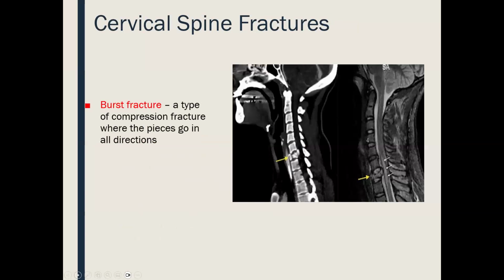Okay, next is a burst fracture. You can see on these MR images, 1, 2, 3, 4, 5, see 7 here, how this is a type of compression fracture where the pieces go in all directions, and you can see how it has burst right here in the center and also here.